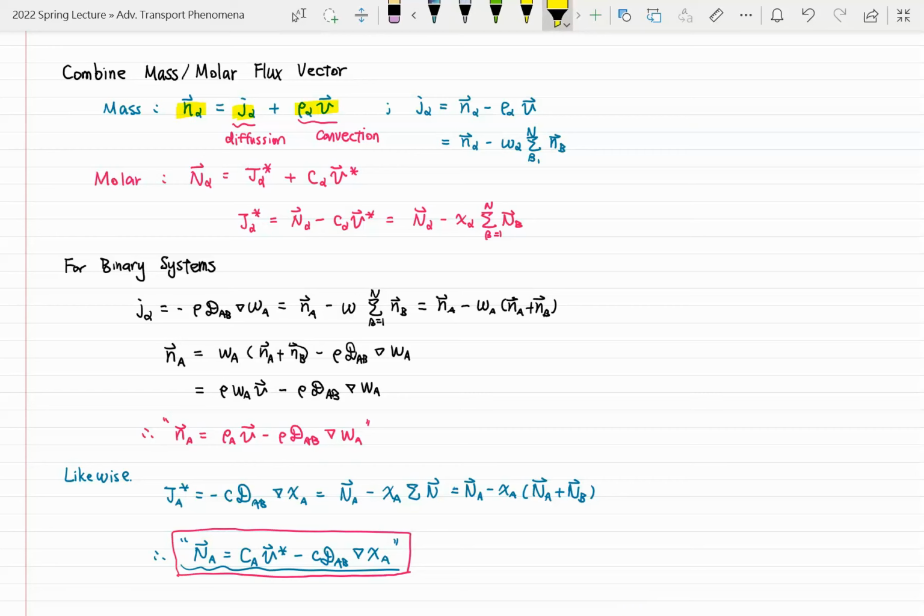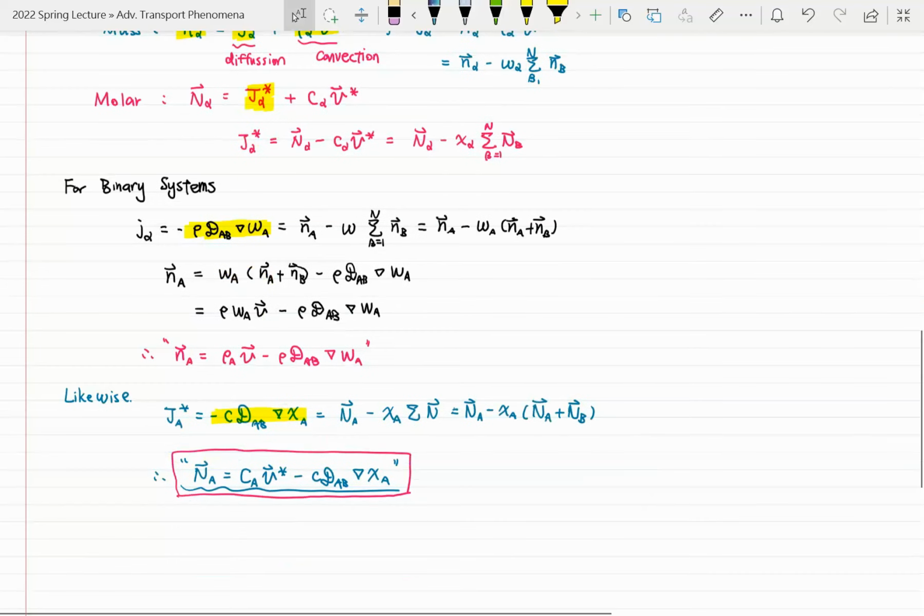And why are we writing things this way? Because we are basically expanding the term for diffusion using Fick's first law of diffusion, right? And then we can re-represent the combined mass and molar flux in terms of mass fraction. That's going to help us figure out the concentration distribution of individual species as a function of position when we're doing a shell balance for steady state systems.